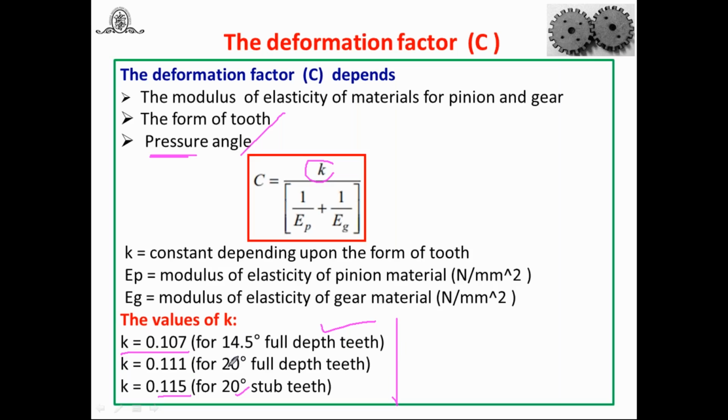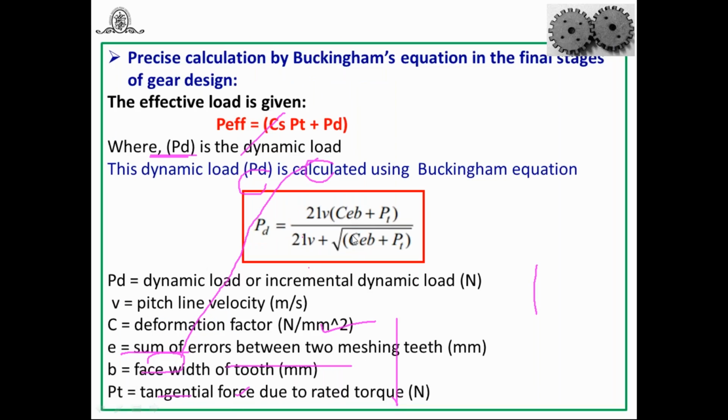Suppose it is a 20 degree full depth, K is equal to 0.111. You can substitute here the modulus of elasticity of the pinion and gear material, and you will get C. Once you get C, you can substitute the value of C in the PD relation. That means V, the pitch line velocity, you know very well is pi d n by 60. C from this equation, K upon (1 upon EP plus 1 upon EG). Then find out E, the sum of the errors, that we have to find. B is the face width, 10 times the module if not given, or in between the range of n times the module. PT is the tangential force. But how to find out this E? E is the sum of the errors.